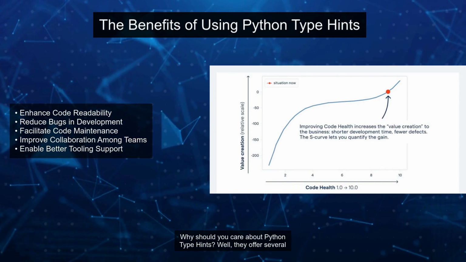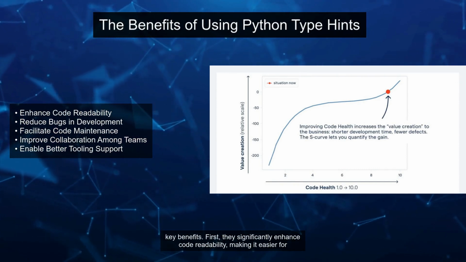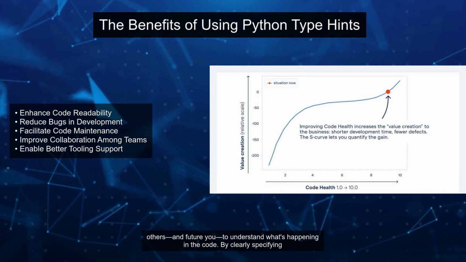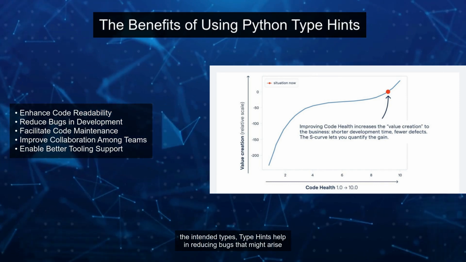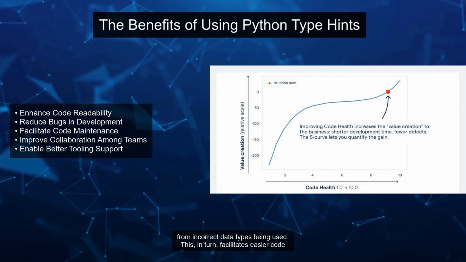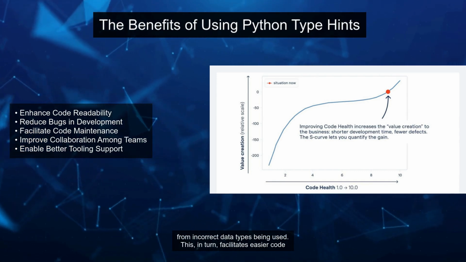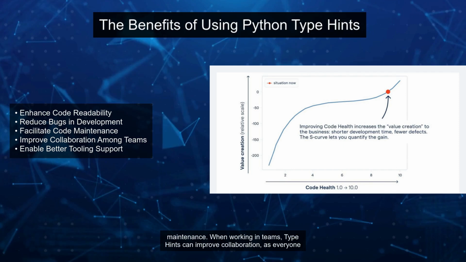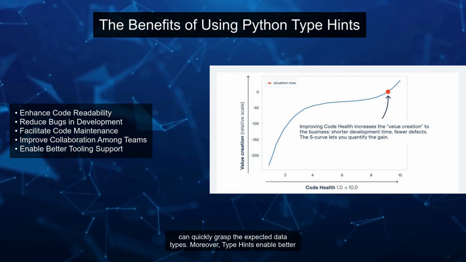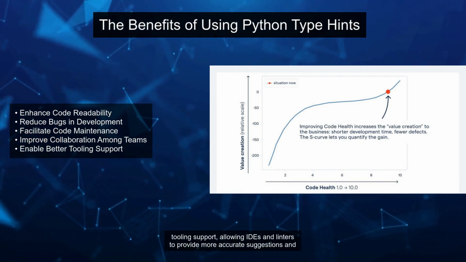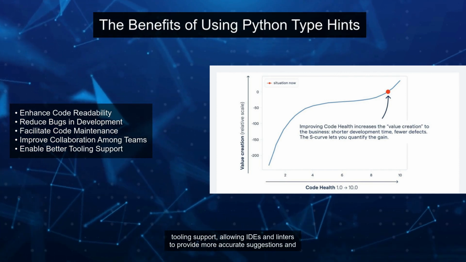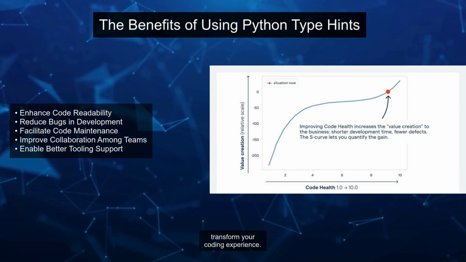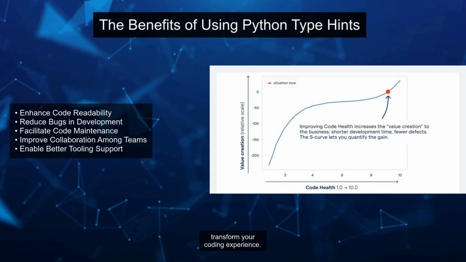Why should you care about Python type hints? Well, they offer several key benefits. First, they significantly enhance code readability, making it easier for others and future you to understand what's happening in the code. By clearly specifying the intended types, type hints help in reducing bugs that might arise from incorrect data types being used. This, in turn, facilitates easier code maintenance. When working in teams, type hints can improve collaboration, as everyone can quickly grasp the expected data types. Moreover, type hints enable better tooling support, allowing IDEs and linters to provide more accurate suggestions and error checking. As we dive deeper, you'll see how these benefits can transform your coding experience.